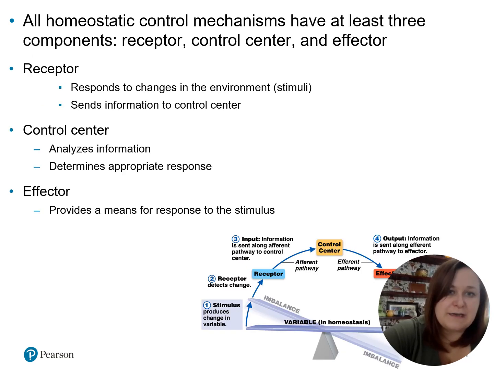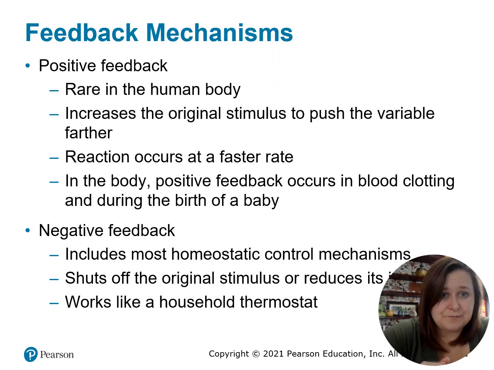So all homeostatic control mechanisms are going to have at least 3 components: a receptor, a control center, and an effector. A receptor is going to respond to changes in the environment or that stimuli that we were talking about. It's going to send information to the control center. The control center is going to analyze the information, determine the appropriate response, and the effector is going to provide a means for the response to the stimulus.